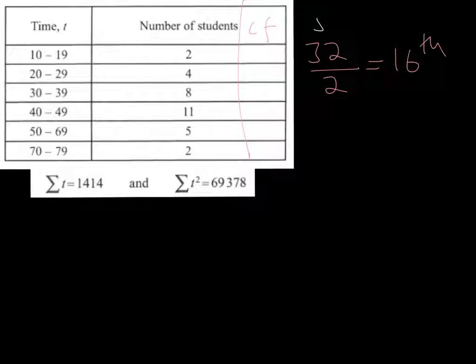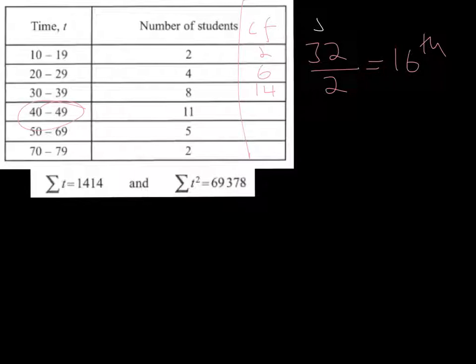So we are told that there are 32 students in the class. In order to find the median, we're going to divide that by 2 and recognize that we need to find where the 16th student is. If you want, you can put in a separate column for the cumulative frequency, or you can just work it out as you're going along. But you should be able to recognize that the 16th student is going to be in this category here.